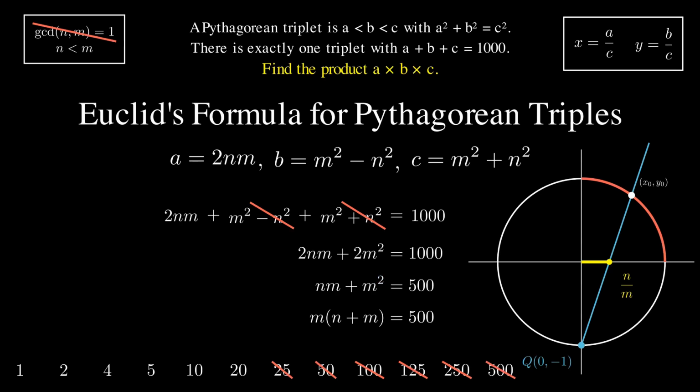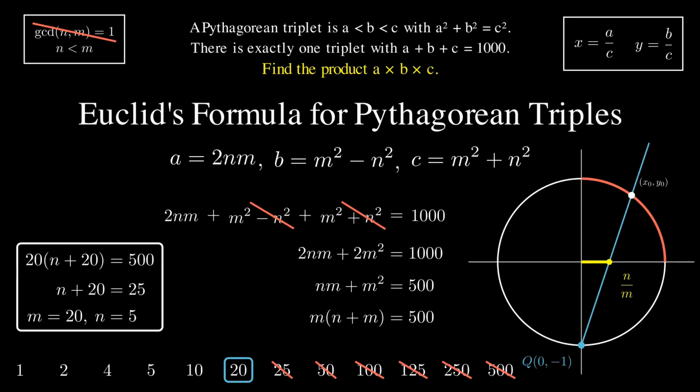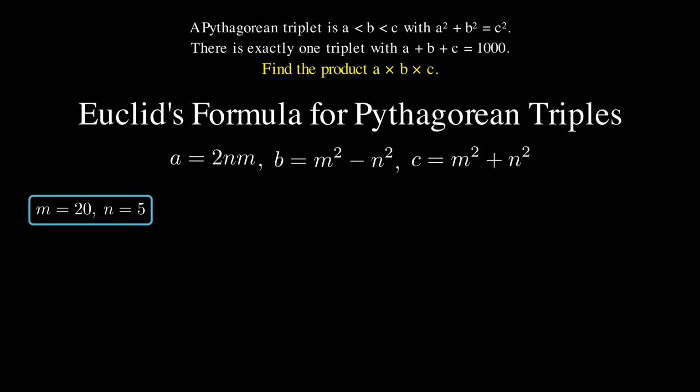And if we're trying to get mn plus m squared to be 500, 20 is probably a good guess, and here it turns out to work. If we plug m equals 20 in, we get that n equals 5. Notice how m is bigger than n, like we wanted, and notice how they're not relatively prime. If they were, we would get a primitive Pythagorean triple, which would be another type of triple here that we're not concerned about.